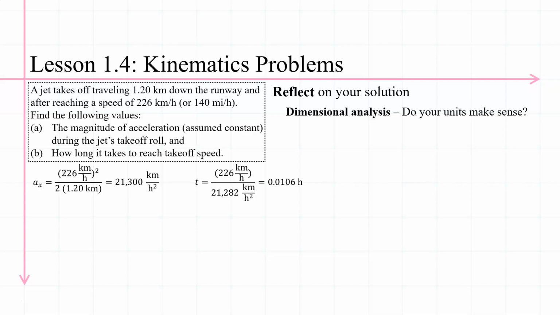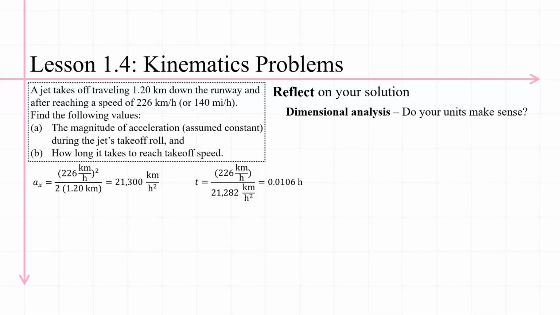We would expect an acceleration to be reported in a unit of distance divided by a unit of time squared. Kilometers per hour squared is that. It's distance over time squared. And we would expect the unit of time to just be in like hours or seconds, just have a time label without any distance labels. So how are we going to make sure that what we calculated is correct?